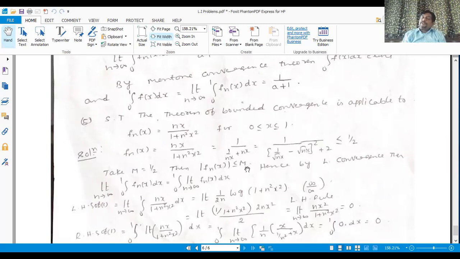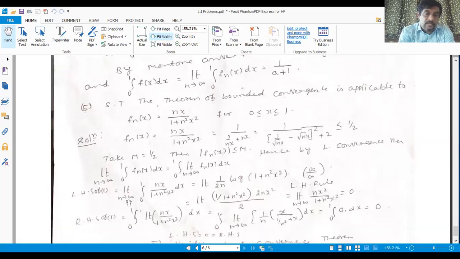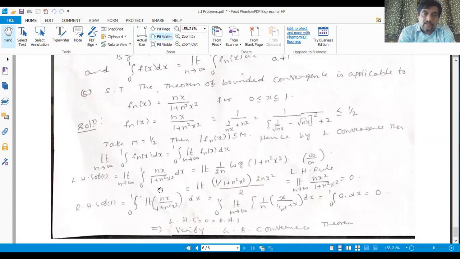Means if it is bounded by some positive number m, we can apply the Lebesgue convergence theorem. What happens in the Lebesgue convergence theorem? In the left hand side of this Lebesgue convergence theorem, limit of n tending to infinity, integral from 0 to 1 of nx divided by 1 plus n square x square dx, if you observe this integral, this is of the 1 by x dx form.